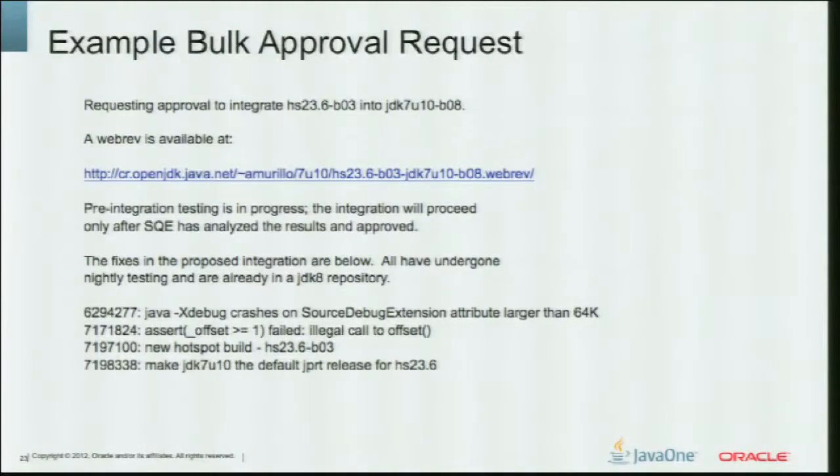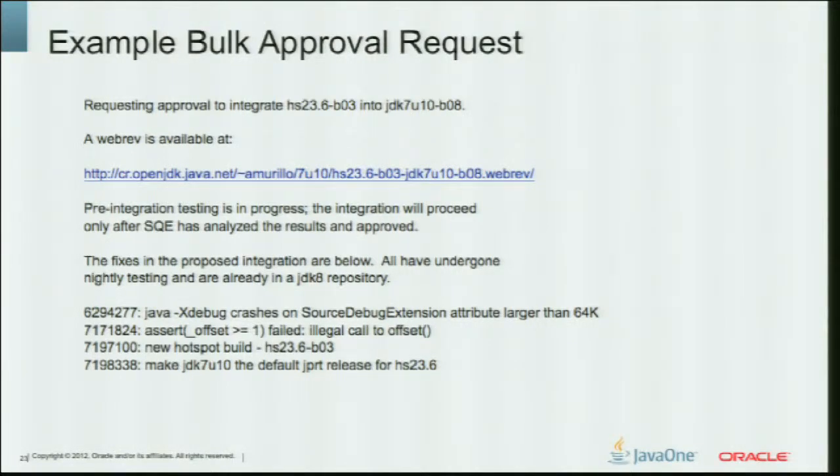To give an example here, this is what a bulk approval request looks like on our mailing list for a hotspot integration. So our integrator is requesting to integrate a specific hotspot build into a specific JDK 7 update build. There is a pointer again here to the web rev, so you can look and see, as anybody on the list, of course, as a maintainer, what exactly is contained in this web rev. There is, in this case, the statement that testing is in progress.